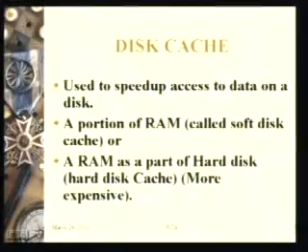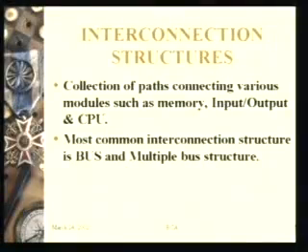Cache is also used to speed up access to data on a disk. A portion of RAM called soft disk cache, or a RAM as part of the hard disk, which is called hard disk cache, which is more expensive, can be utilized. So disk cache is nothing but a way to increase the overall input output from a disk. Why do we need to increase the overall input output from a disk? Well, disks are the slowest device of all these, and they are 10 to the power 3 to 10 to the power 6 times slower than your processor.